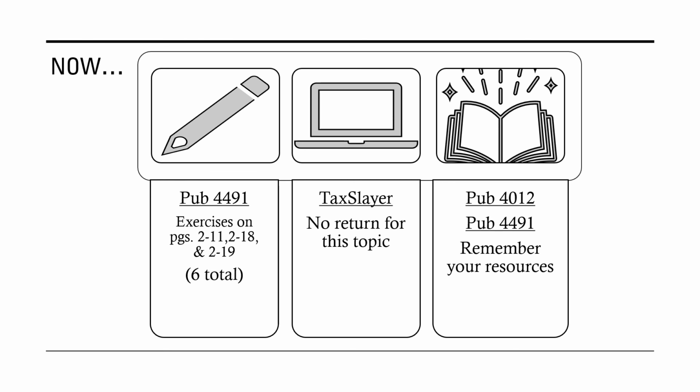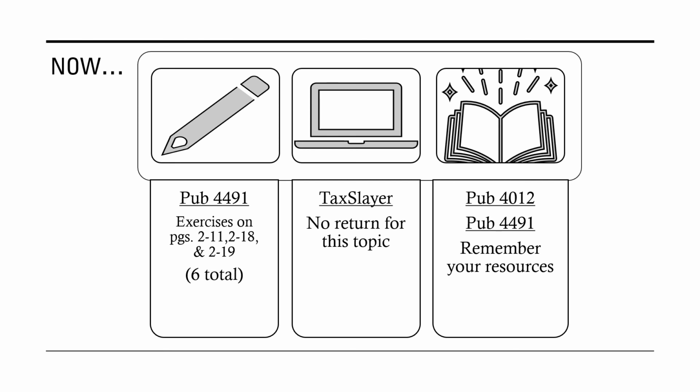In TaxSlayer, we don't have a practice return for this topic. However, in publication 4491, there is a scenario as part of that lesson that helps you run through what this sort of situation might look like when a client comes in with a couple of different scenarios. I think one was when there was a foreclosure and abandonment, and the other was when there was a modification.